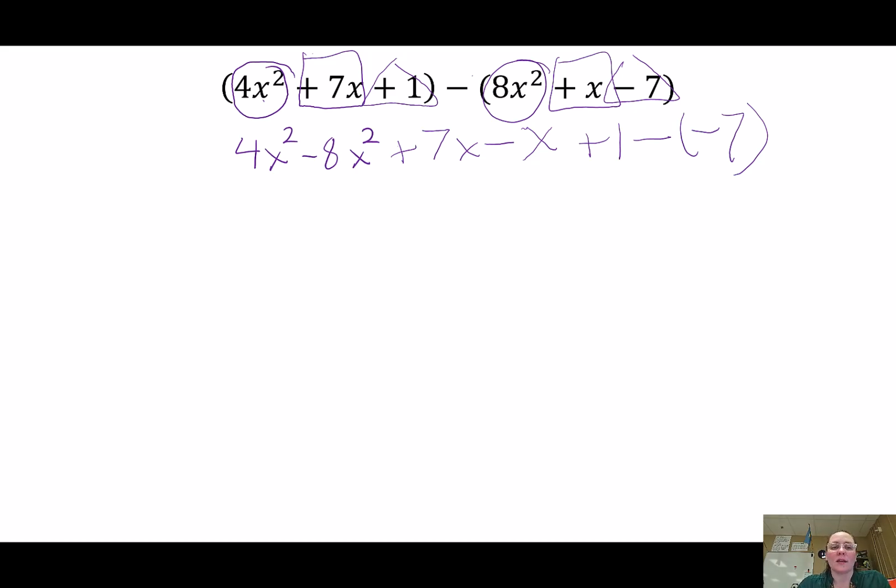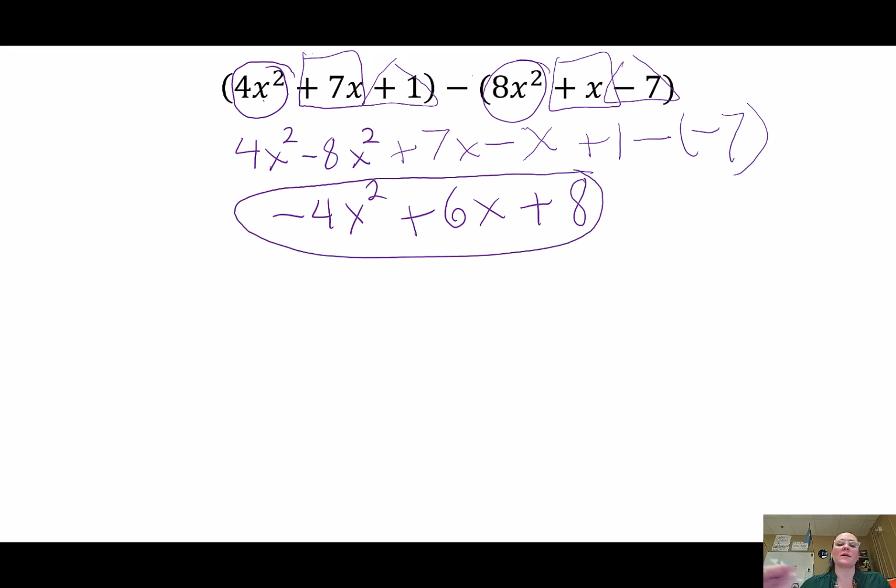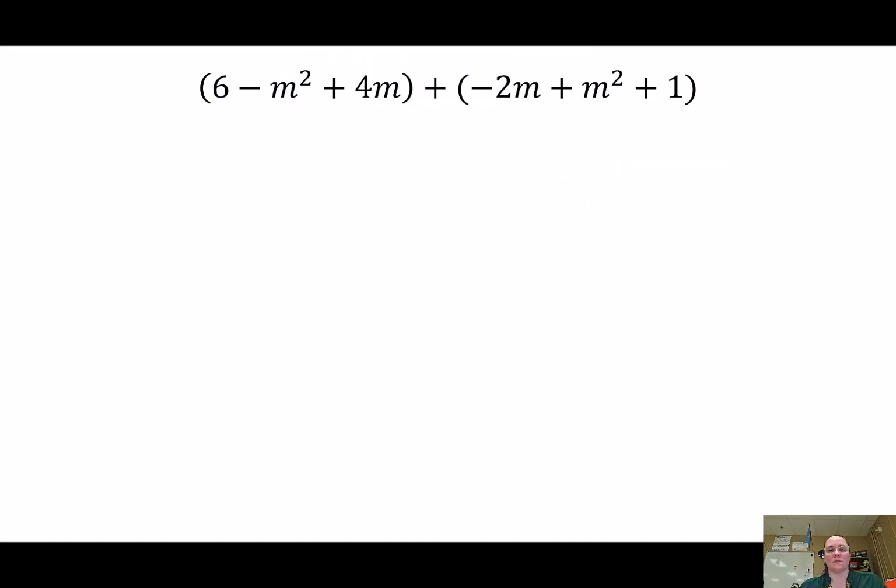All right, so 4x squared minus 8x squared gives me negative 4x squared. 7x minus a positive x gives me 6x. And 1 minus a negative 7 gives me 8, because remember, when we minus a negative, it becomes a positive. So my answer is negative 4x squared plus 6x plus 8. Right, I'm going to do 2 more.